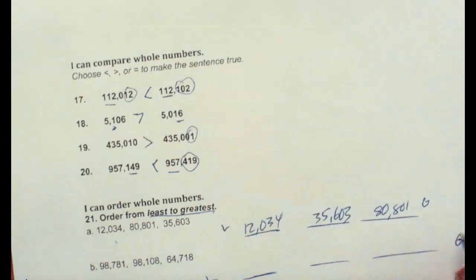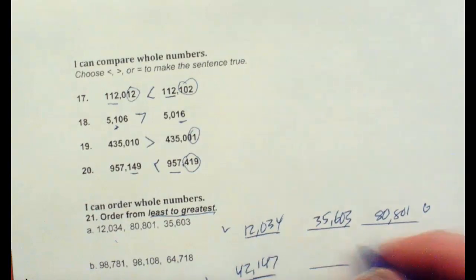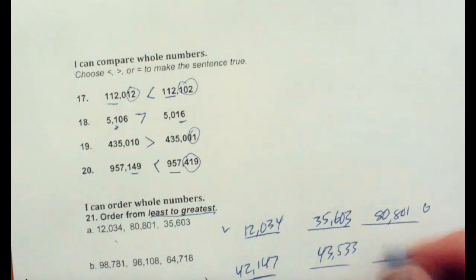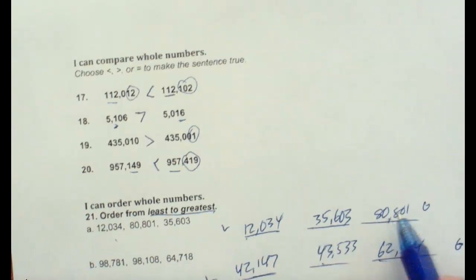Let's see. So we got 42,147. We got 43,533, and then the largest is 62,544. So 42,000, 43,000, 62,000, 12,000, 35,000, 80,000. Those look good.